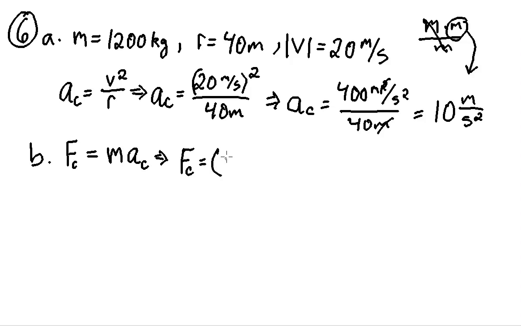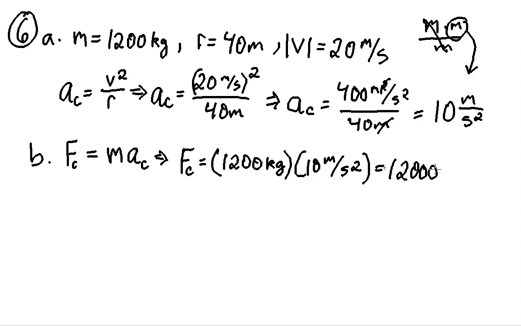So 1,200 kilograms multiplied by 10 meters per second squared. 1,200 times 10 gives us 12,000 kilograms times meters divided by seconds squared. So 12,000 kilograms moving 1 meter in 1 second, or changing 1 meter per second in 1 second.